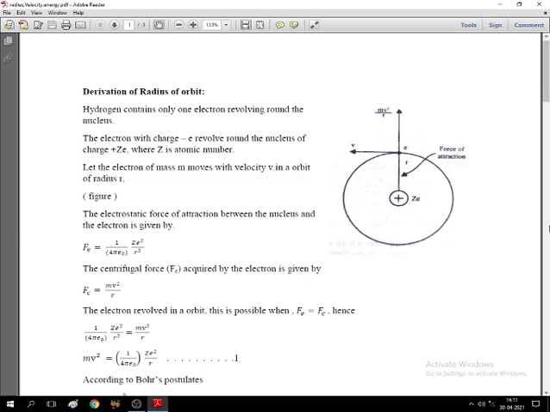For that purpose consider a hydrogen atom. Now this hydrogen atom consists of the proton and the electron. Now here we consider the hydrogen which contains only one electron which is revolving around the nucleus.